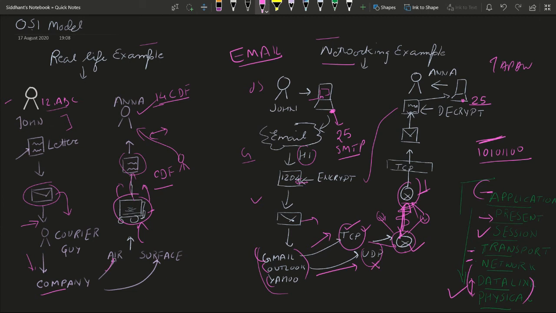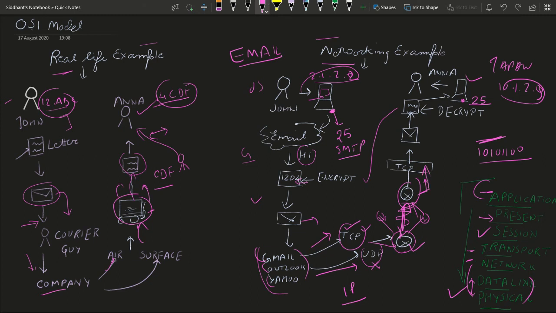Now as soon as the router receives it, these routers communicate via IP addresses. As in the real life example you saw that the home address was the key. Here both computers will have some kind of IP address. Suppose this one has IP address 10.1.2.2, and this has IP address 10.1.2.3. Both of them have IP addresses. These routers have a routing table which consists of all the IP addresses the neighboring router is connected to. So the router will decide that this packet is for Anna.